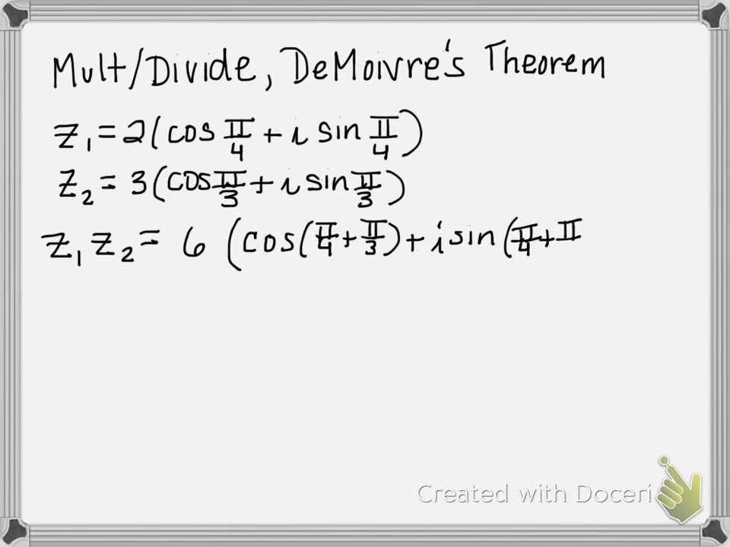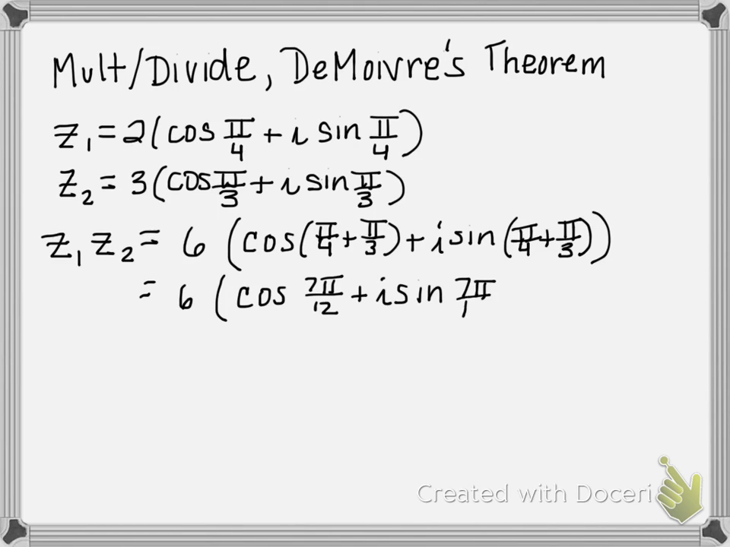And we'll need a common denominator, and we'll just add those two angles that are in radians. So that's going to be 12, 4 over 12 and 3 over 12. So I'll have cosine 7 pi over 12, i sine 7 pi over 12. And we can probably just leave it like that. If we want to go further, then it could be a calculator key.